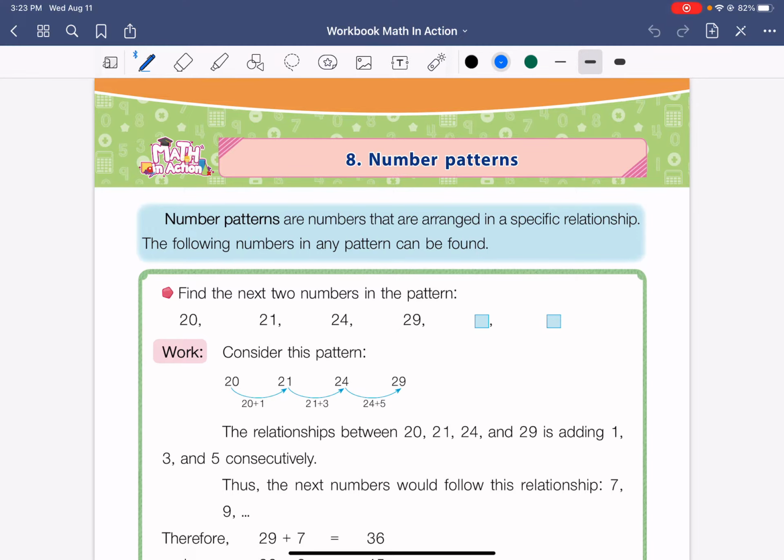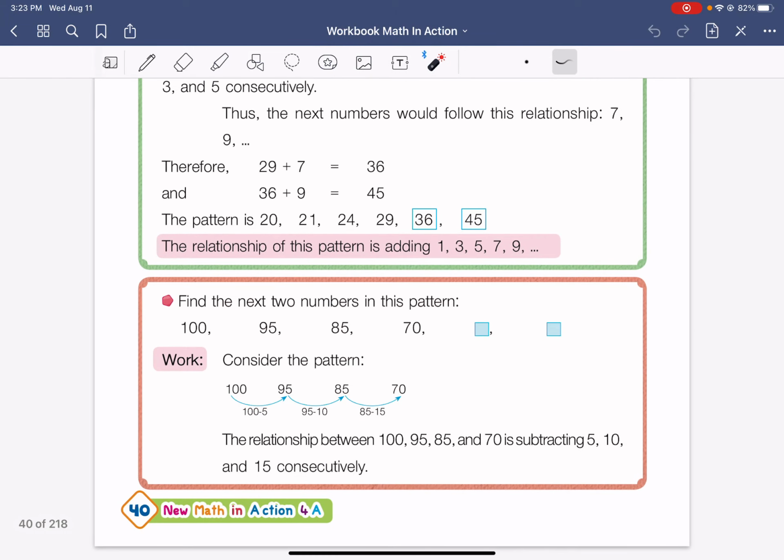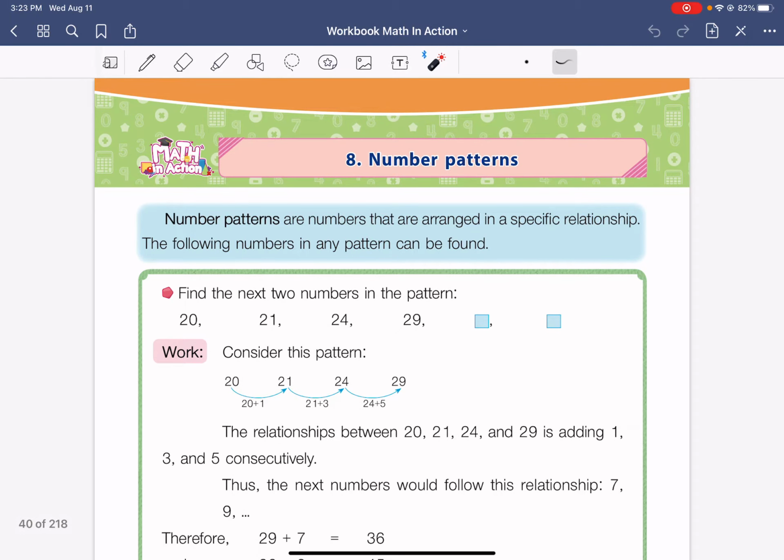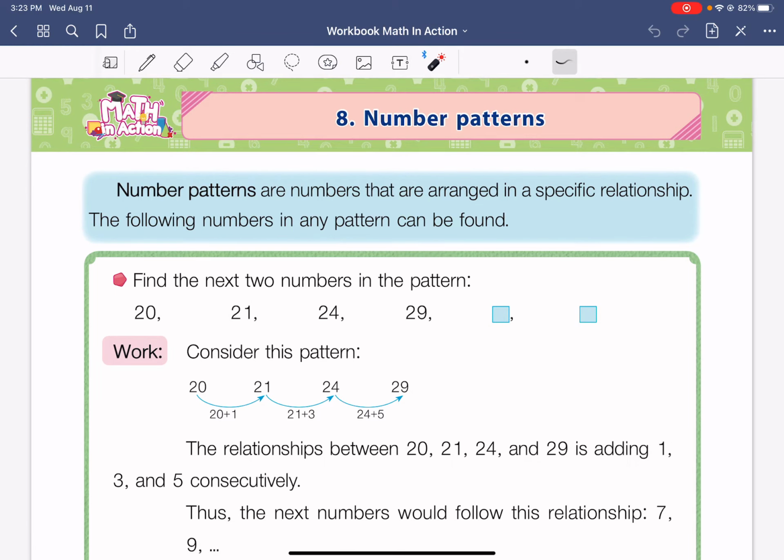Yesterday we did rounding. Today we're going to look at number patterns. Number patterns on page 40. On page 40, we're going to look at number patterns. So we did number patterns already, but this is just extra number patterns. So, number patterns are numbers that are arranged in a specific relationship.